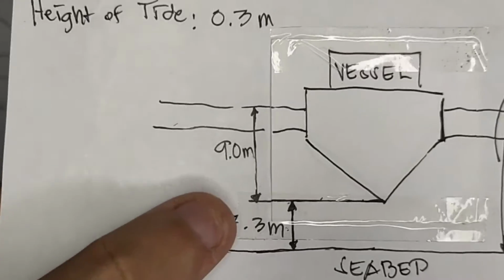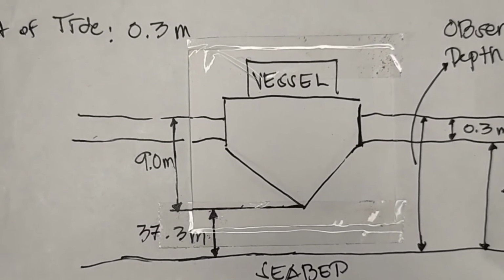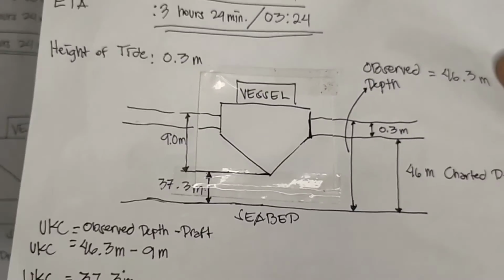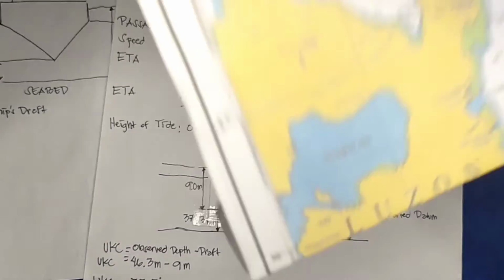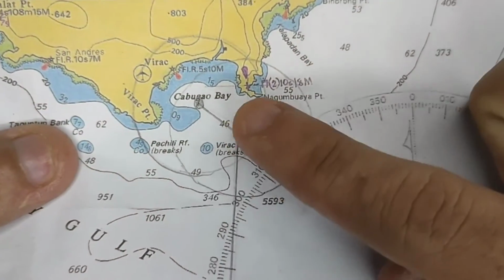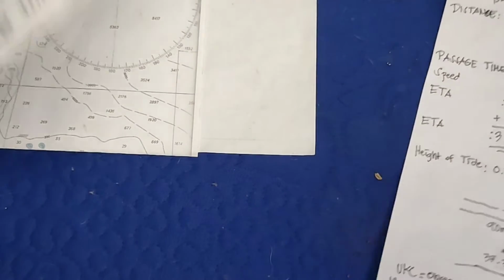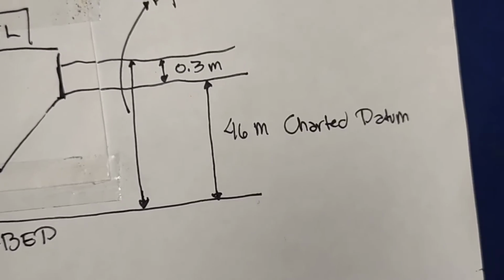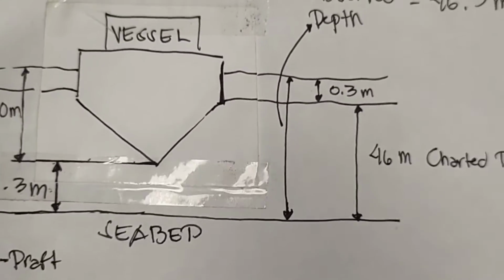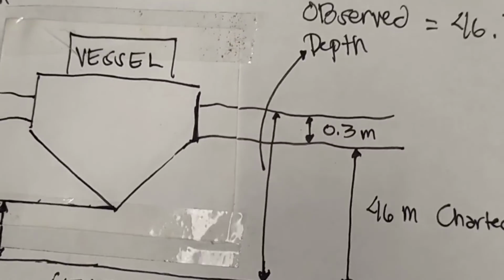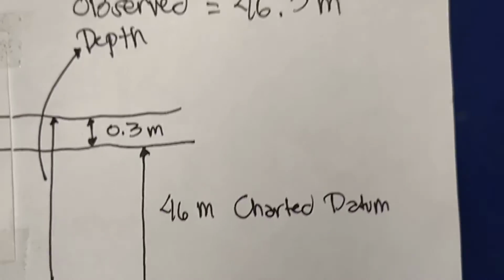Then we have a ship's draft of 9 meters, and a charted datum near the wreck bank of 46, as you can see from the chart here. We have 49 and 46, but we need to choose the smallest number. So for the charted datum, we have 46 meters. Then we need to add the charted datum and the height of tide to get the observed depth. So 46 meters plus 0.3 meters, we'll have the observed depth of 46.3 meters.